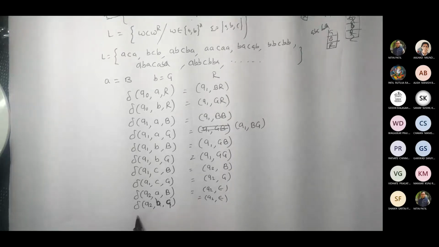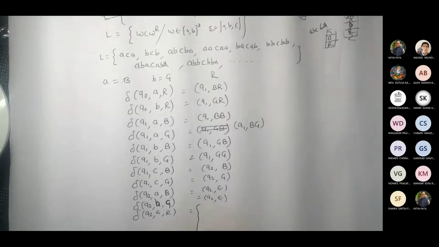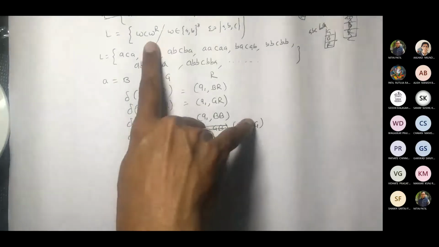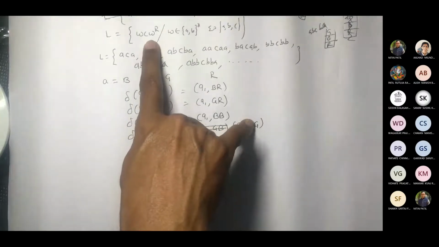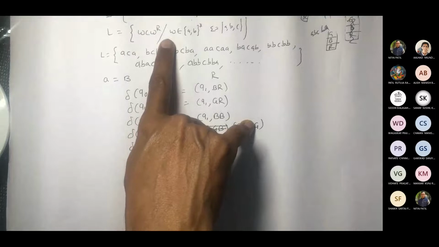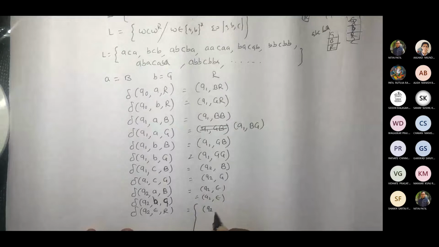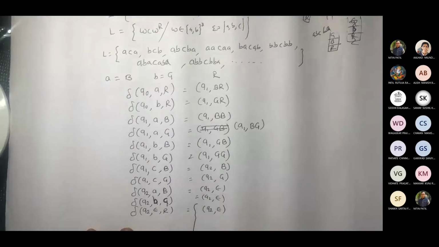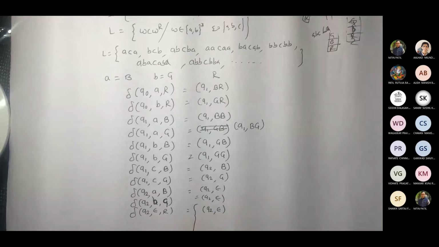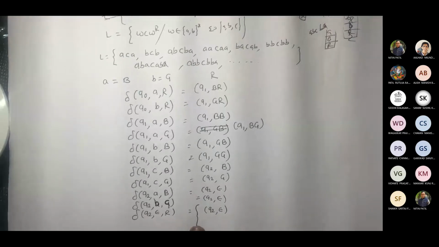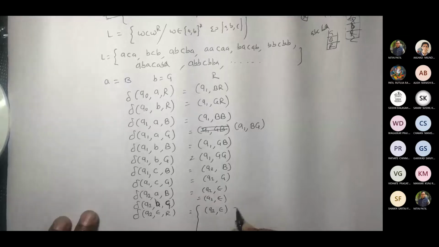Fine. Now what would be the final scenario? Your string ended. So I'm saying that there are two ways to accept this. If you are asked this problem, like design a PDA for L equal to WCWR accepted by empty stack, simply write this. Without changing the state, I'm writing this Q2 epsilon. You keep the state as it is, you type epsilon, done. So this R also would be popped from the stack. So the stack would be completely empty. So this is empty stack.